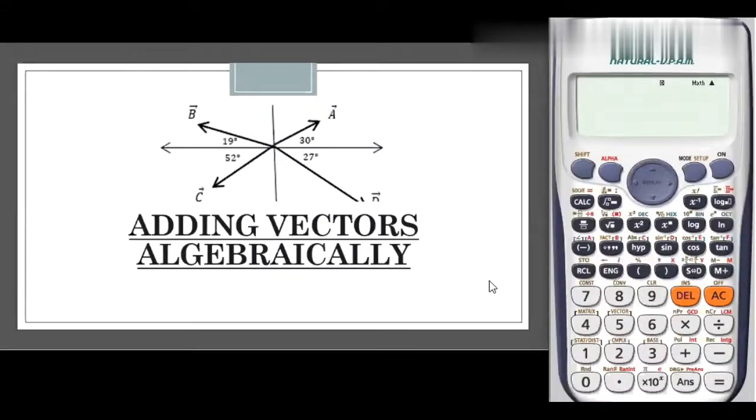So our topic for today is about adding vectors algebraically. So let's try this problem. The lengths of a vector are given by A is equal to 25 units, B is equal to 50 units, C is equal to 70 units, and D is equal to 80 units. And their angles are shown in the figure.